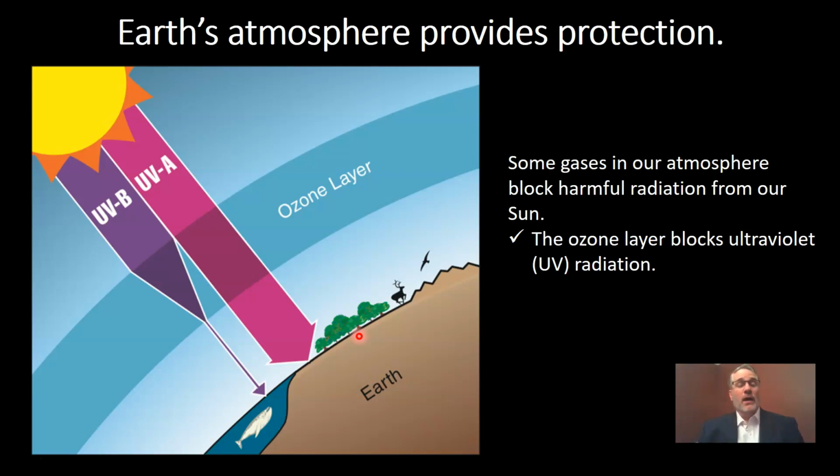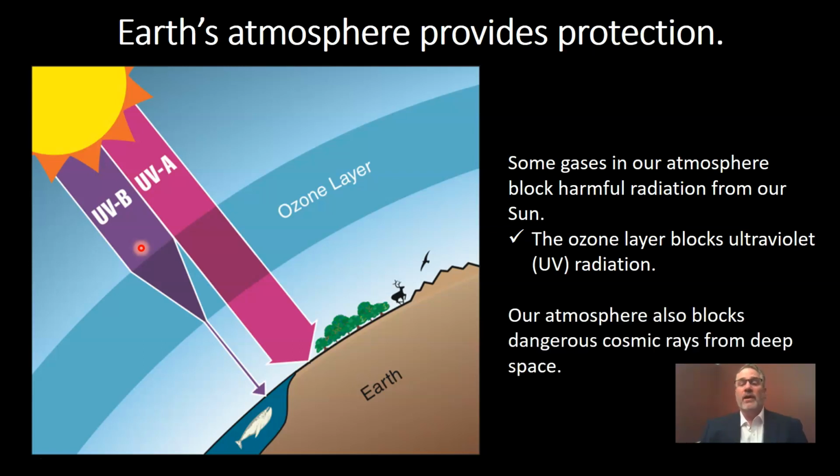Without Earth's atmosphere blocking, and you can see that it's blocking a big part of this UVB, this most dangerous type of ultraviolet radiation, many things on Earth would not be able to survive. So our atmosphere does provide us some protection. It also blocks some other stuff that's coming from outer space. One of those things is cosmic rays. We don't really understand where they're coming from, but they're just energetic waves, a lot like this ultraviolet. So Earth's atmosphere is breathable and it provides protection. Those are two reasons that our atmosphere is important.